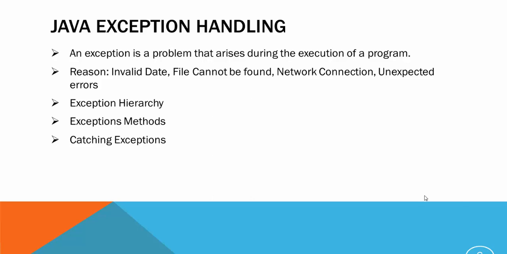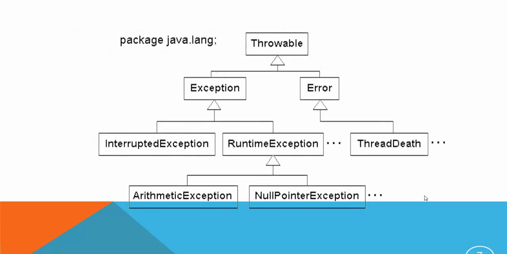Okay, so in Java we have something called the Java exception hierarchy. Exception hierarchy means what is the top level of exceptions and what are the lower levels. If you see here, on top we have Throwable. Throwable is the class which is on top. Of course, above Throwable there is Object, because Object is the superclass of any class. So Throwable is the top exception class, and it is extended by Exception and Error.